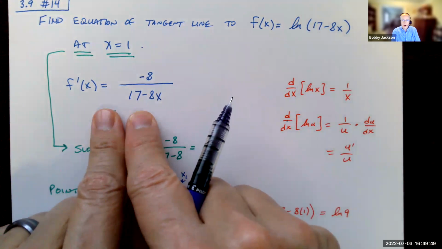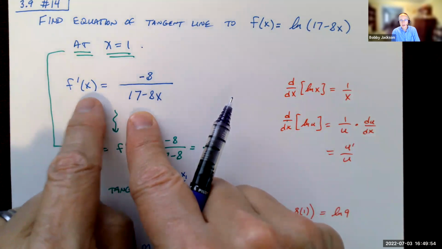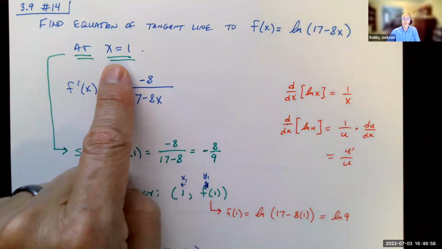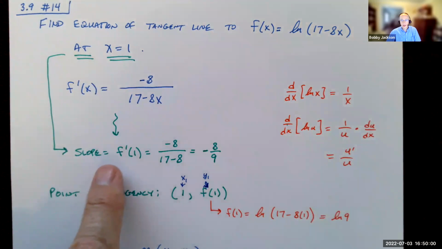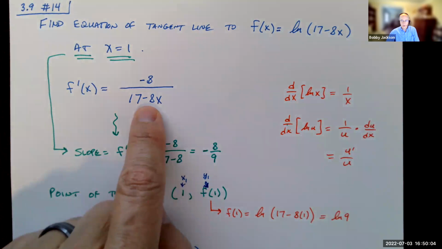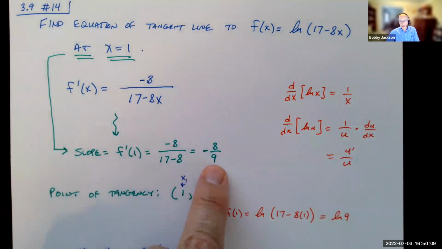We need the derivative. Why? Because to find the equation of the tangent line, we need the slope, and the derivative, remember, gives us the slope of the function. I need to know what the slope is at x equals 1. So when I plug in f prime of 1, replace x with 1, 8 times 1 is 8, 17 minus 8 is 9. I get negative 8/9. That's my slope.